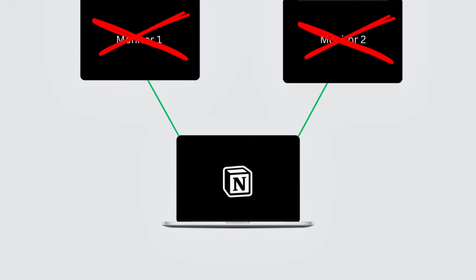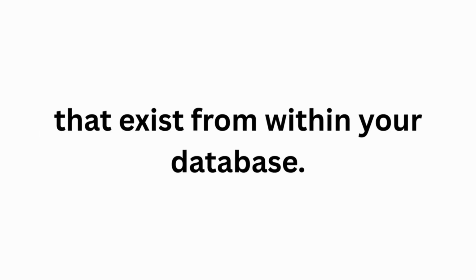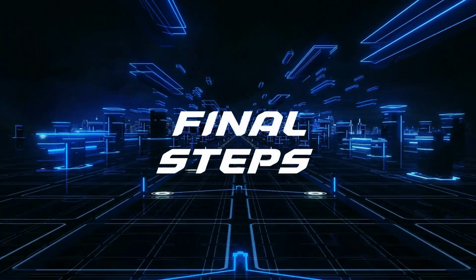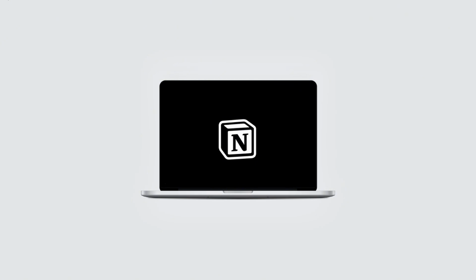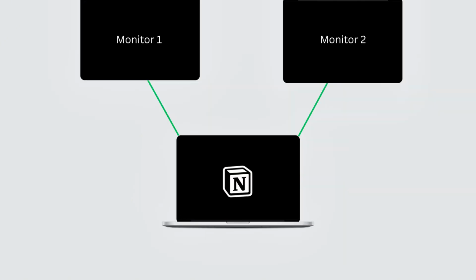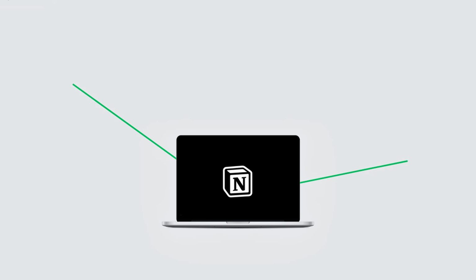The linked views are just different ways to display and work with the same core data that exists from within your database. And that brings us to the final steps of the setup process: turning your database into a page and then storing that page safely. This way, your database, which is like the computer in our analogy, remains intact and secure, while the linked views, like the monitors, can be adjusted or removed without affecting the original data at all.